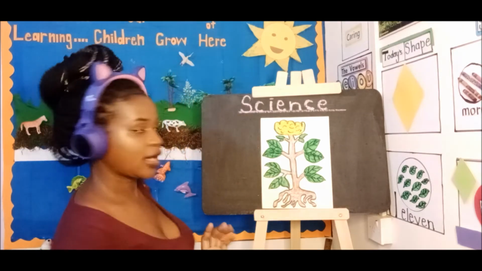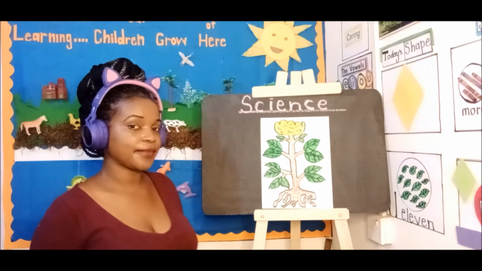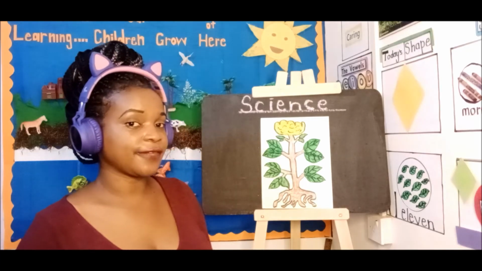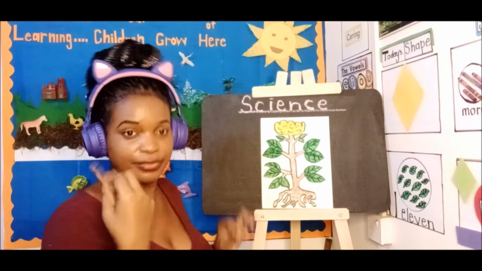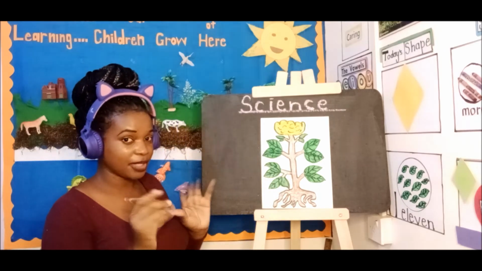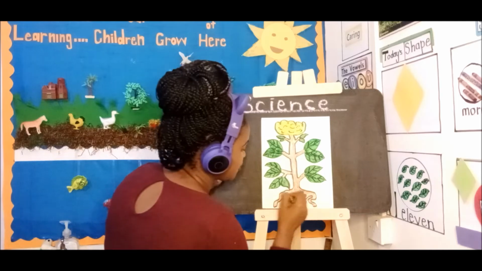Now, the other part of the plant, which part of the plant holds it firmly in the soil? The root. So let's color the root. Let's color the root in brown. We don't have brown paint, but we have a brown crayon. So let's color it quickly in brown.